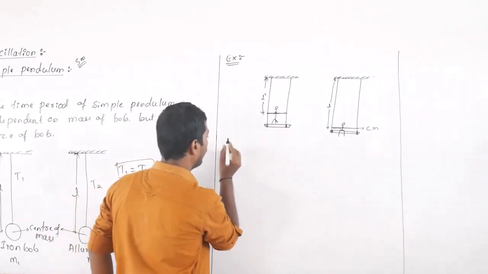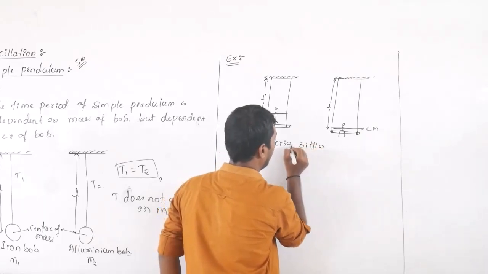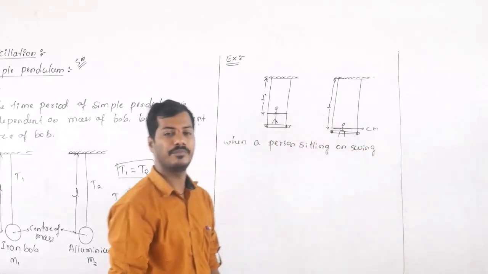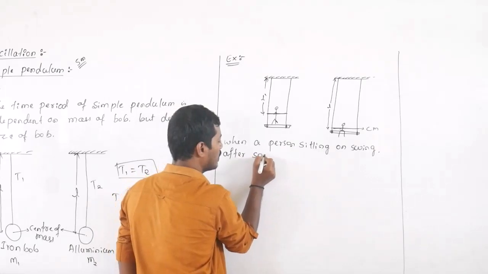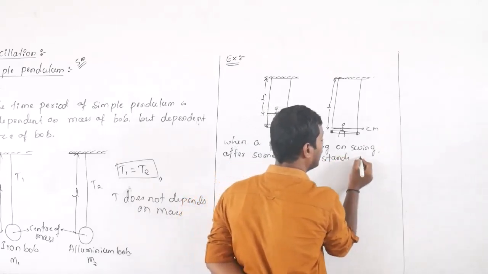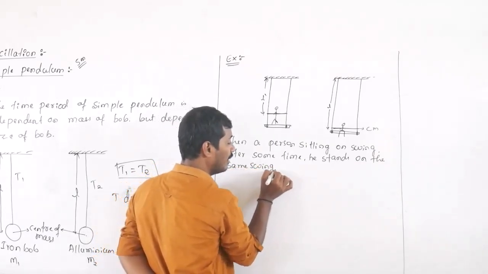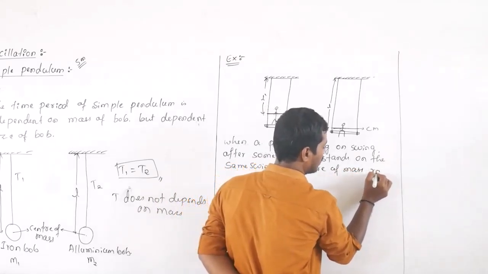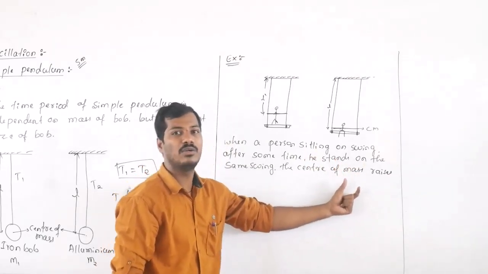This condition is when a person is sitting on a swing, and after some time, he stands on the same swing. Then what happened? The center of mass rises. Just look here. The center of mass just rises. If it rises, what about the length here?